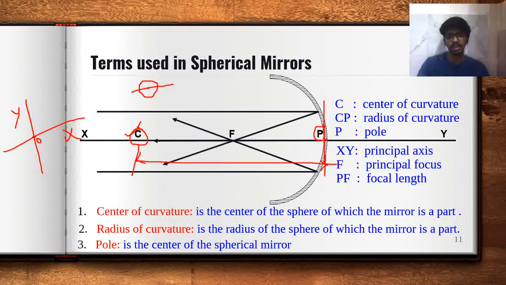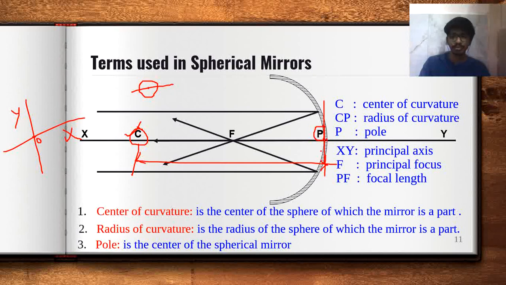Whatever distance you measure on the left side will be negative, and whatever distance you measure on the right-hand side will be positive. Whatever height you measure in the upward direction will be positive, and whatever height you measure in the downward direction will be negative. We will discuss in detail. All distances will be measured from the origin. So the distance between the center of curvature and the pole is the radius of curvature.